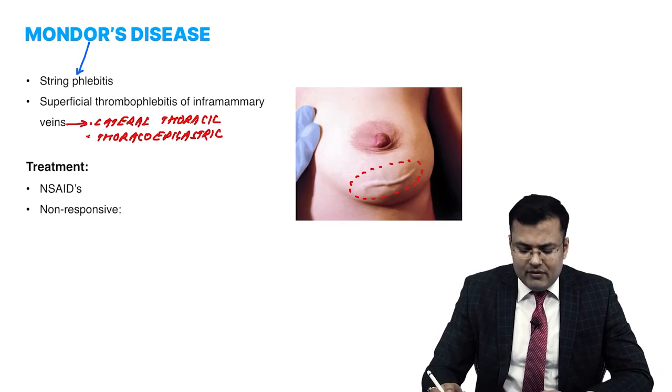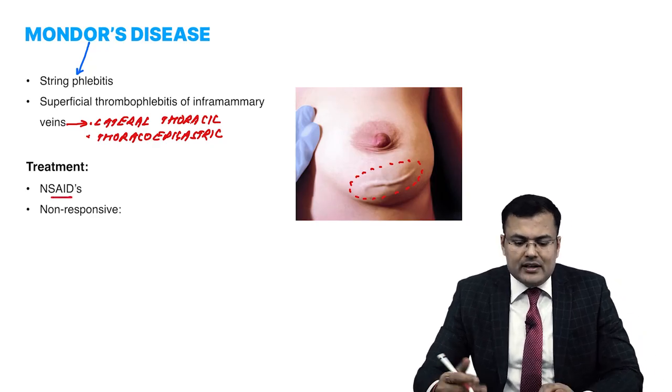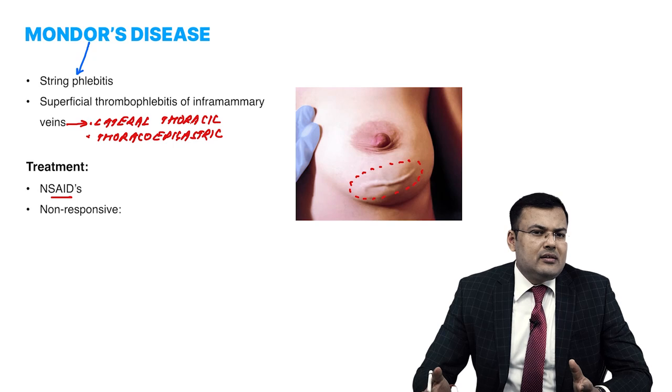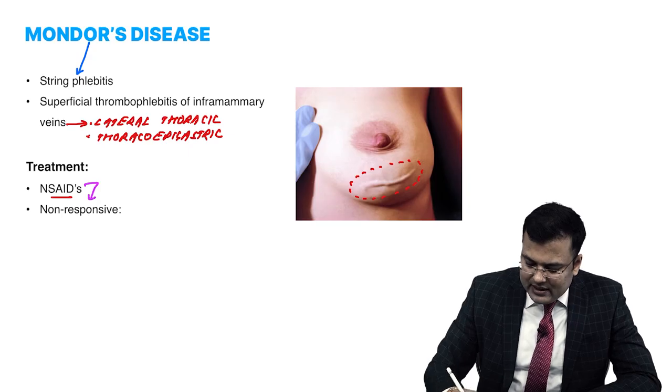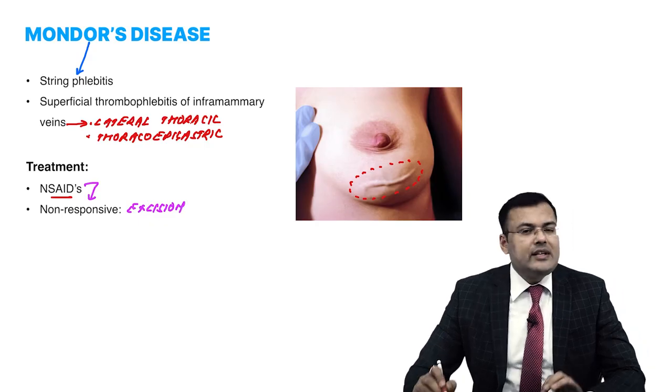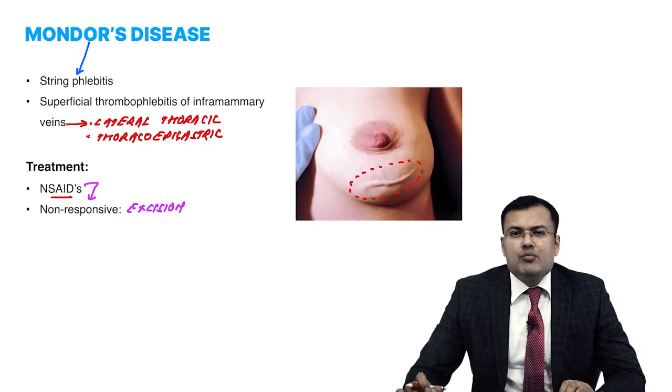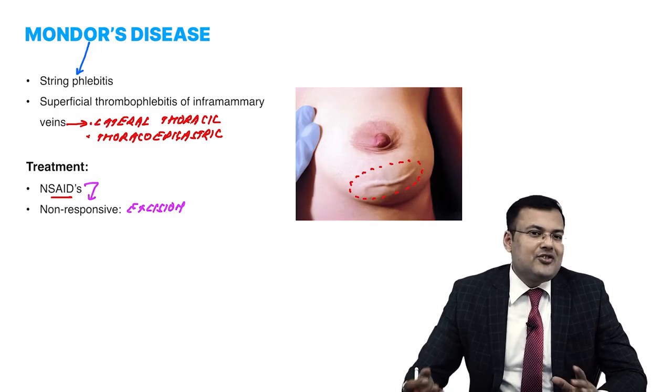There is inflammation, so obviously we go for NSAIDs. And imagine there is no response, in that case we have to go for excision. Clear? So this is an image-based question: superficial thrombophlebitis of inframammary veins. What's the name? Mondor disease, also known as string phlebitis.